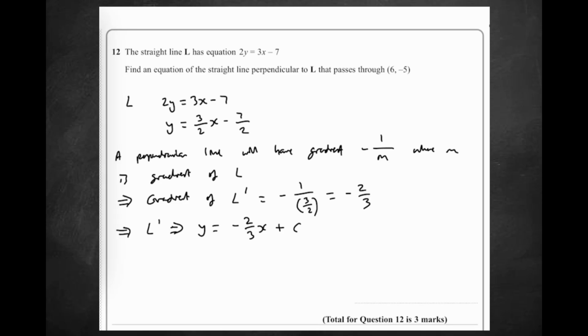We are told that it goes through (6, -5), so let's put (6, -5) into our equation. So y is minus 5 and x is 6, so that we can work out c. That's minus 5 equals minus 2/3 times 6, which is just minus 4, plus c. Therefore, c equals minus 1. Therefore, our line has equation y equals minus 2/3 x minus 1.